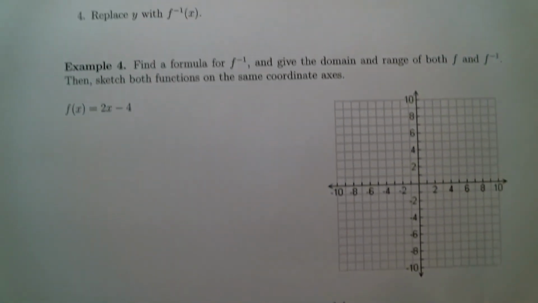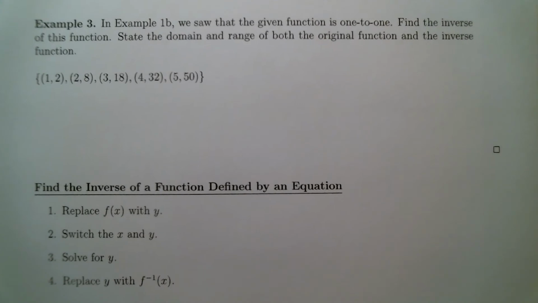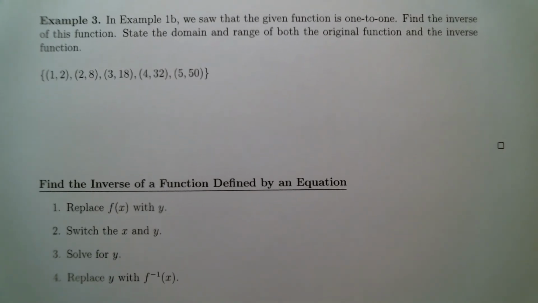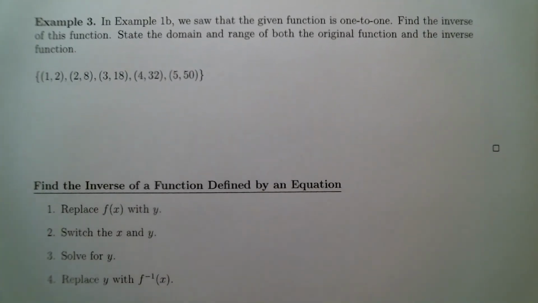All right, let's take a look at example 3. If you look back at example 1b, we saw that the given function is 1 to 1. So we want to find the inverse of this function and then state the domain and the range of both the original function and the inverse function. We did this a few minutes ago where we looked at this set of ordered pairs, made the arrow diagram and realized that this is a 1-to-1 function. There was no sharing of y values. So what we're going to do now is find the inverse function and then give the domain and range of both the original and the inverse.